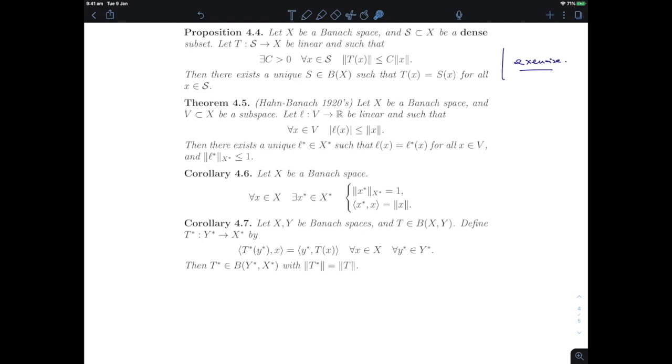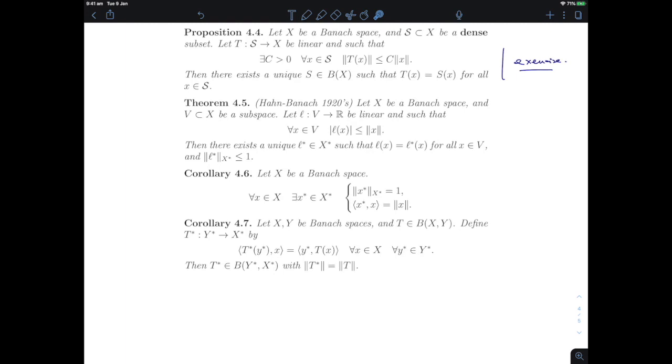How do you prove it? Just a hint. Well, you give yourself a vector x in X, take a sequence x_n in S that approximates that x. T of x_n is going to be a Cauchy sequence because of this property. Cauchy sequences converge. The limit of T of x_n is going to be what you want T of x to be. But you have to do various reality checks. You have to show that it doesn't depend on the choice of approximating sequence, that the limit is linear, that the limit is continuous, and that it is unique.